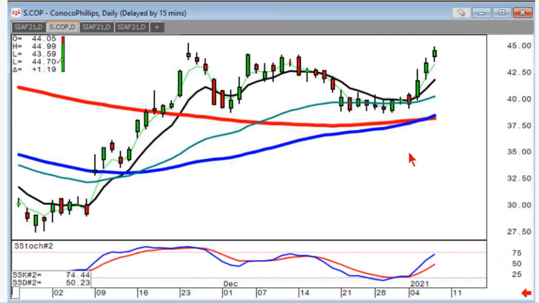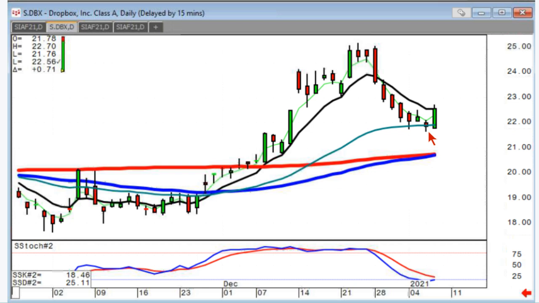Conoco, you can see the flat trading. You can be buying this one, especially if it breaks out through this level. Dropbox, that's a bullish engulfing right off the 34, closing at the T-line. Now, if this opens positive tomorrow, what are the two pieces of information it's telling you? One, it's confirming the bullish engulfing signal. And two, it's telling you the T-line is acting as you want it to, so you can be buying it.